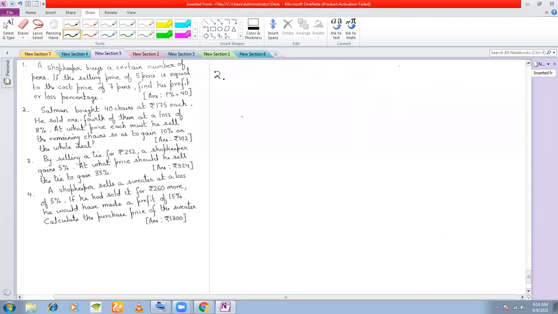Salman bought 40 chairs at rupees 175 each. He sold 1/4 of them at a loss of 8%. At what price must he sell the remaining chairs so as to gain 10% on the whole deal? Okay, so how many chairs is he buying initially? 40 chairs. And what is the price at which he is buying? 175. So what is his total cost price?